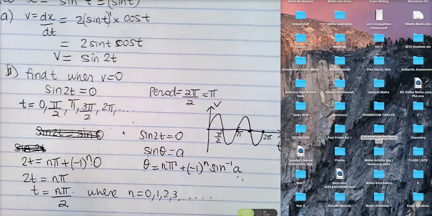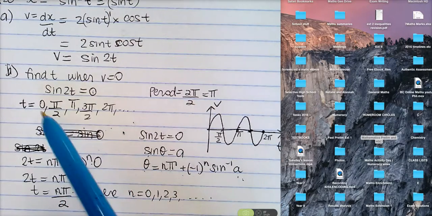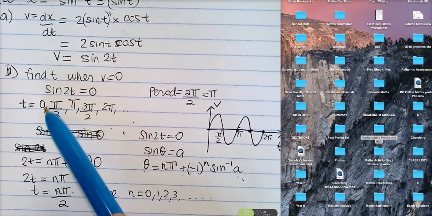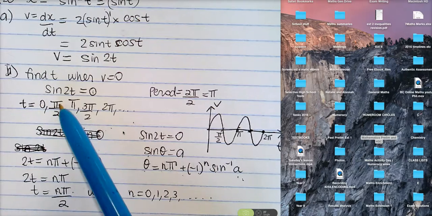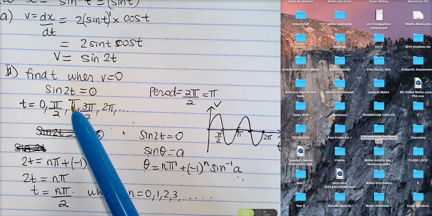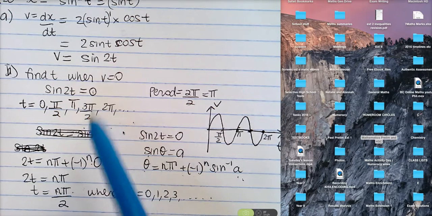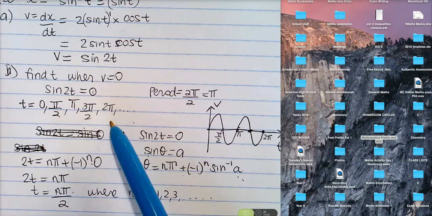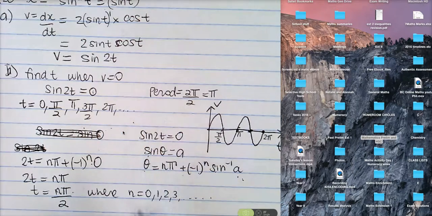So the general solution is that t is n pi on 2. If you could have done that from here, see how you got the pi on 2s? This is 0 times pi on 2, 1 times pi on 2, 2 times pi on 2, 3 times pi on 2, 4 times pi on 2. So if you see that, then you could have done it that way. Or you use the general solution, gives you all the solutions when velocity is 0.